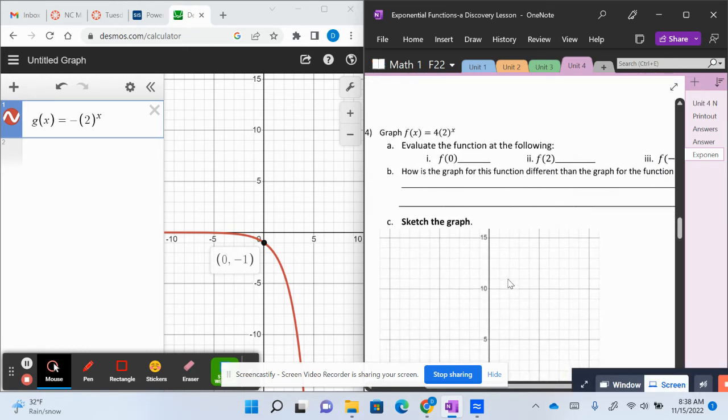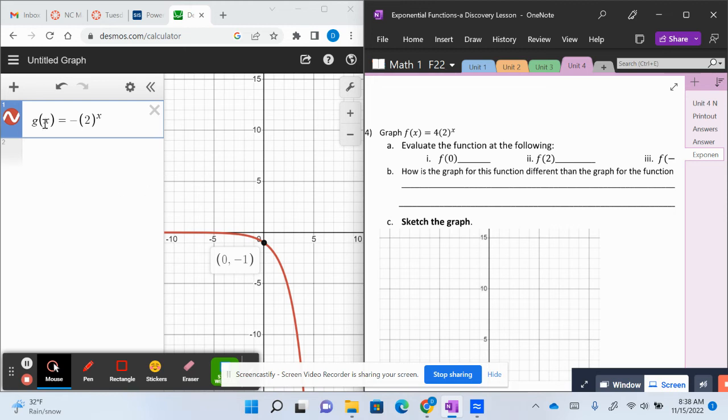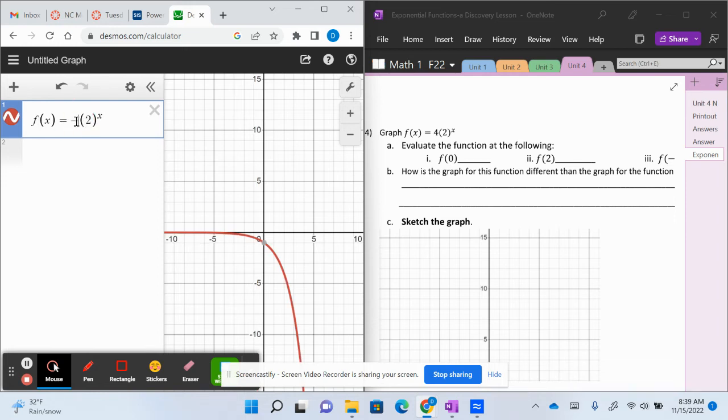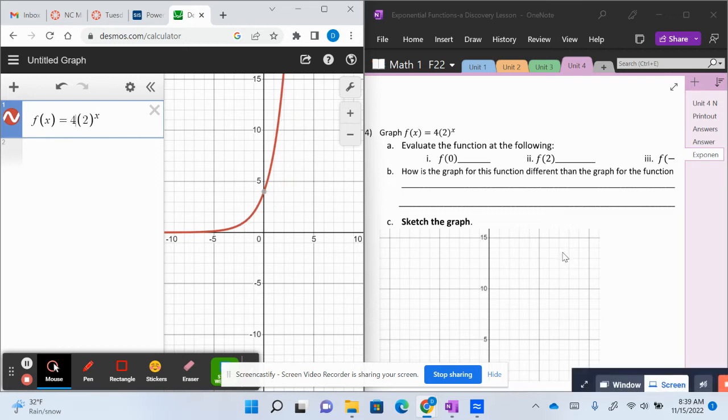All right. We have a new function here. So I'm going to take this g and I'm going to replace it with an f again. And I'm going to get rid of the negative that's in front of my parenthesis, and I'm just going to replace it with a 4.